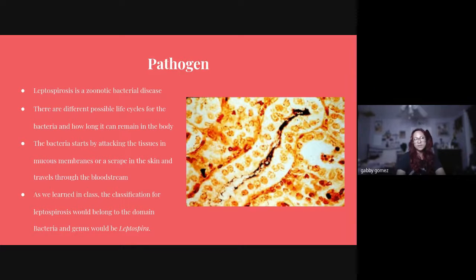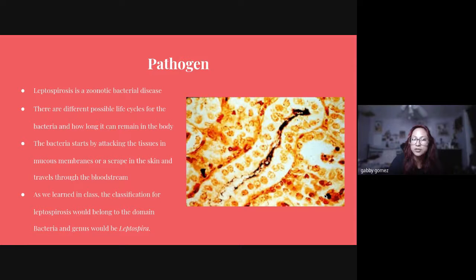Leptospirosis is a zoonotic bacterial disease. There are different possible life cycles for the bacteria and how long it can remain in the body. The bacteria starts by attacking the tissues and mucous membranes, can enter through a scrape in the skin, and travels to the bloodstream, which can cause sepsis later on. As we learned in class, the classification for leptospirosis would belong to the domain Bacteria and the genus would be Leptospira.